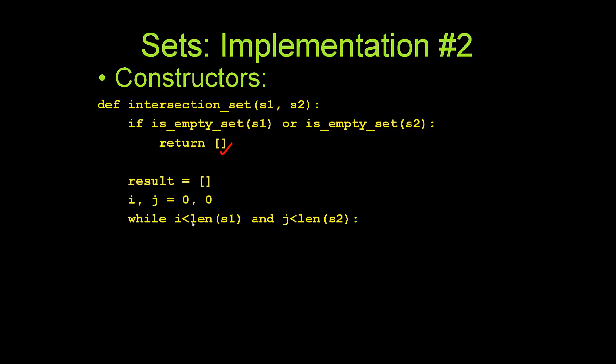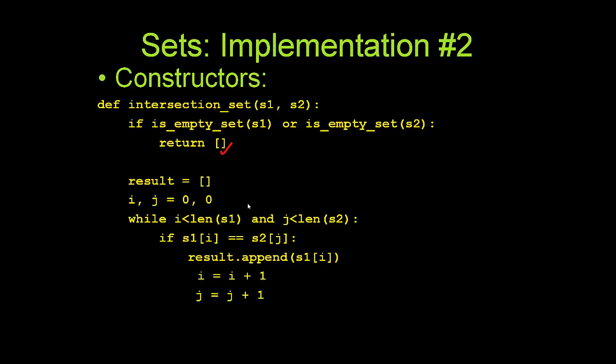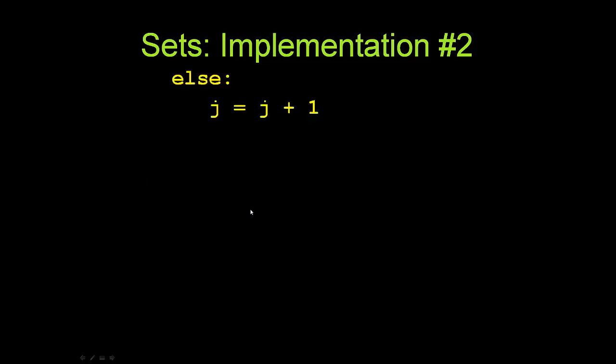We stay inside the while loop as long as the indices i and j are within S1 and S2 respectively. If the first elements of both sets are the same, then we know this is in the intersection, so we add that element into the result, and then we advance the index for both sets. If the left one is less than the right one, we just increment that one. Otherwise, we know that the right one is bigger, so we increment that one. And then at the end, we just return the result when everything is done, all right?